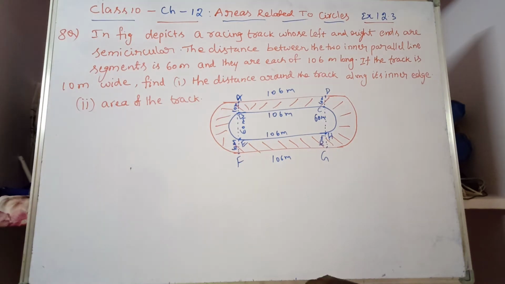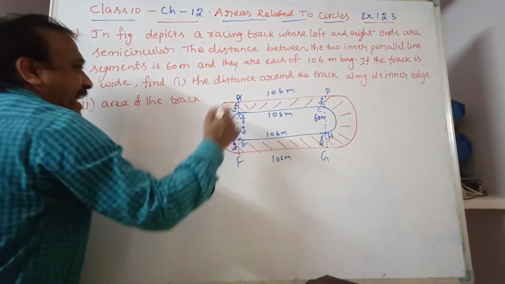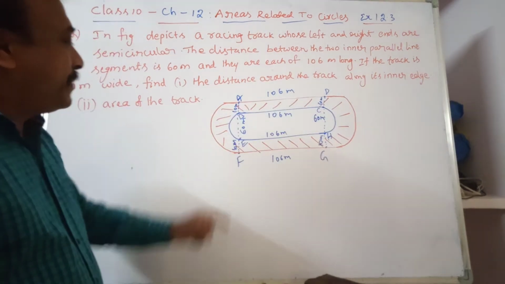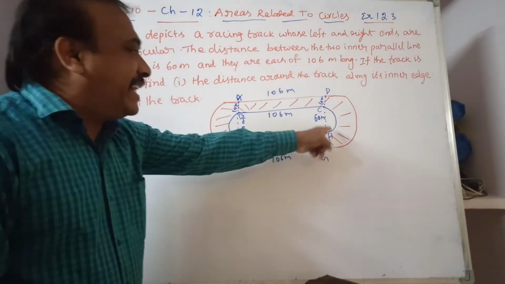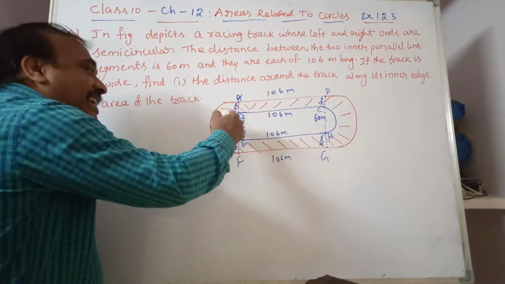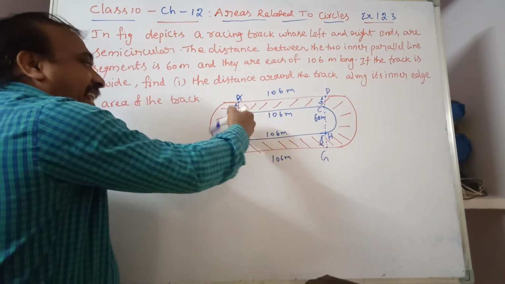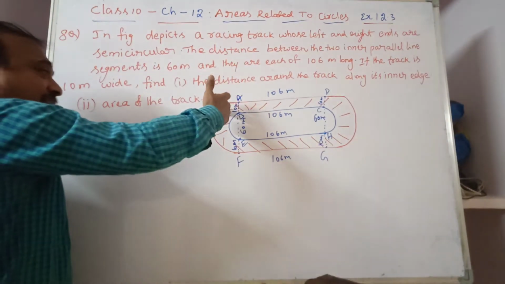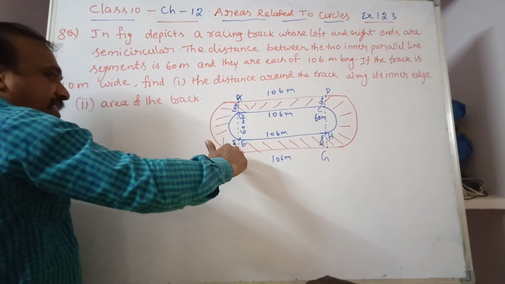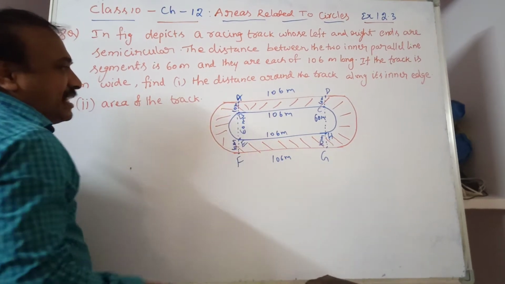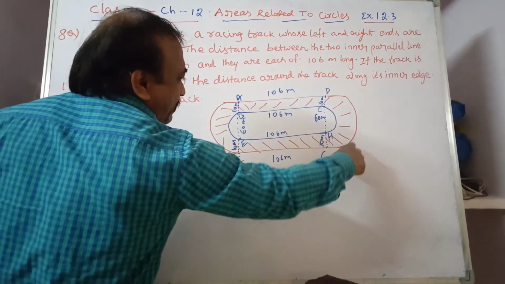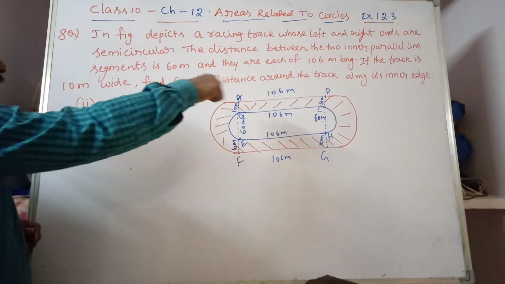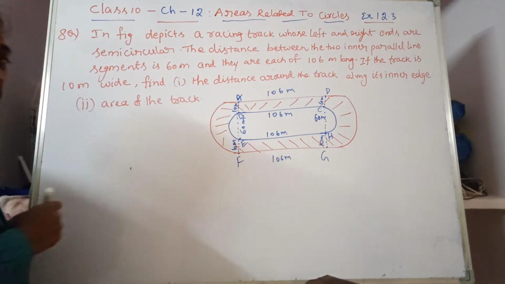Now we see the area of the track. Area of the track means area of the rectangle ABCD plus area of the rectangle EFGH plus area of the circular part. See this part, it is a half ring. Actually the area of the ring is a complete circle, so the area of the semicircular ring means area of the outer semicircle minus area of the inner semicircle. All together they will give you the area of the track.